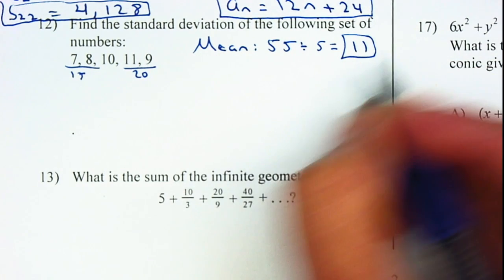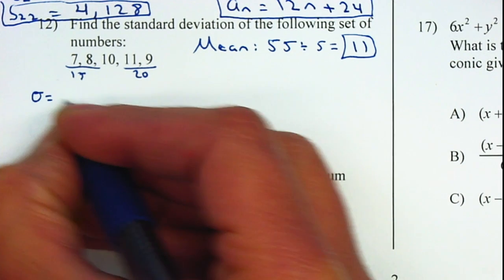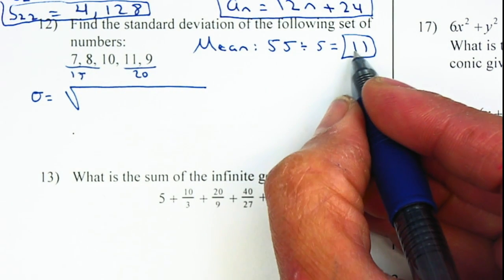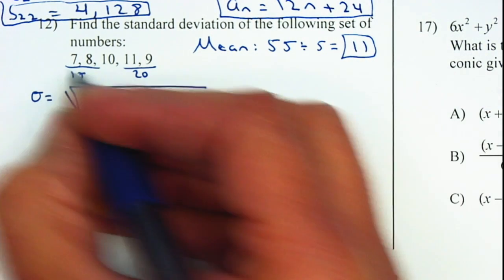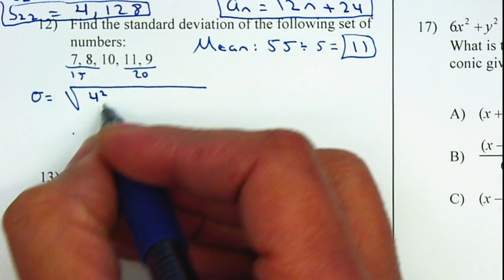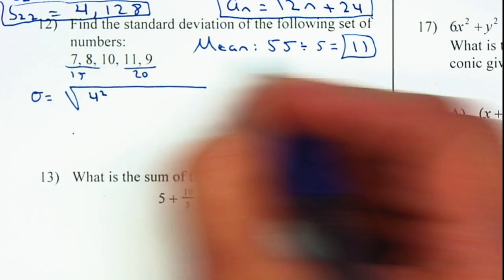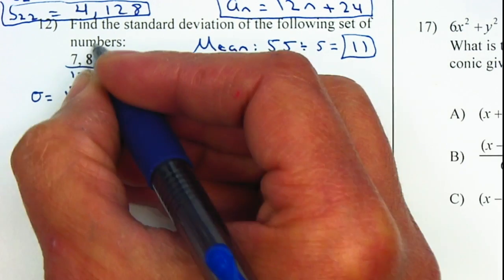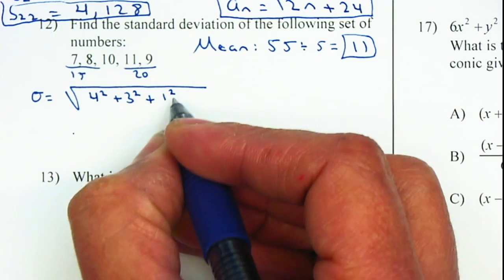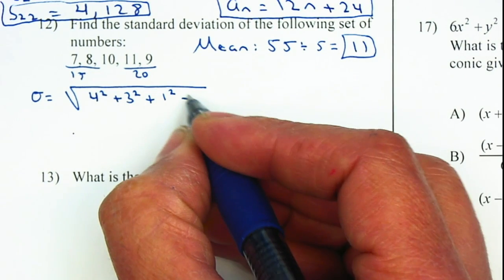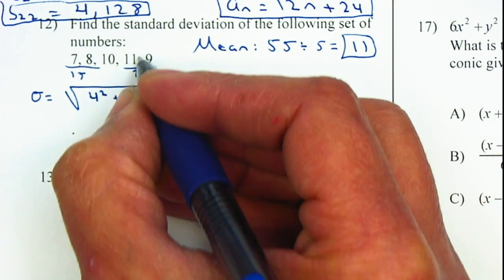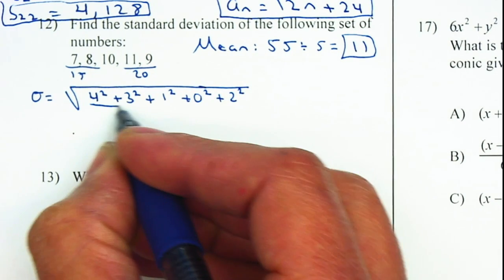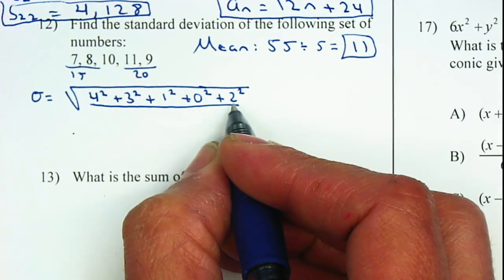That's your average. To find the standard deviation, we are going to take the difference. 11 minus 7 will be 4 square. We're going to square it. 11 minus 8 will be 3 square. 11 minus 10 will be 1 square. 11 minus 11 will be 0 square. 11 minus 9 will be 2 square. Remember, we don't care if it's negative or not.